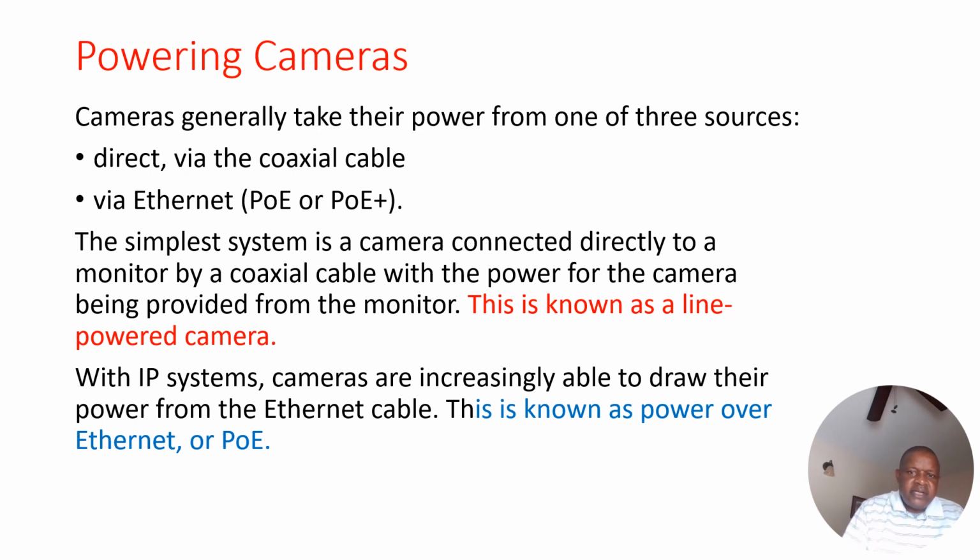And then we have powering cable cameras. Cameras generally take their power from one of three sources: direct, via coaxial cable, or via Ethernet, or PoE, or PoE Plus. The simplest system is a camera connected directly to a monitor by a coaxial cable, with the power for the camera being provided from the monitor. This is known as a line-powered camera. You remember from the beginning, we spoke about line-powered cameras. With IP systems, cameras are increasingly able to draw their power from the Ethernet cable. This is also known as power over Ethernet.